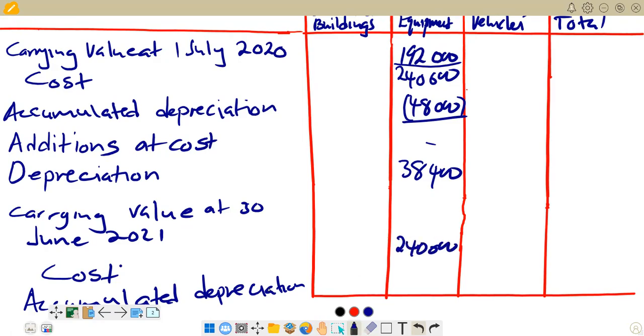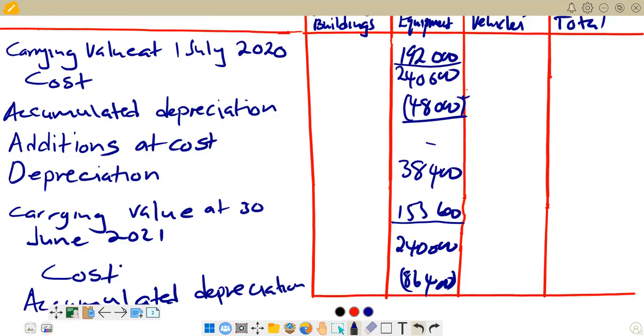So what is going to change is the accumulated depreciation at the end now. This one that we have at the beginning, then we add the depreciation for the year to get the accumulated depreciation. So if you add the two, you get 86,400. Then you subtract to get the carrying value at the end. 240,000 minus 86,400, then you get 153,600. Then let's go to land and buildings.